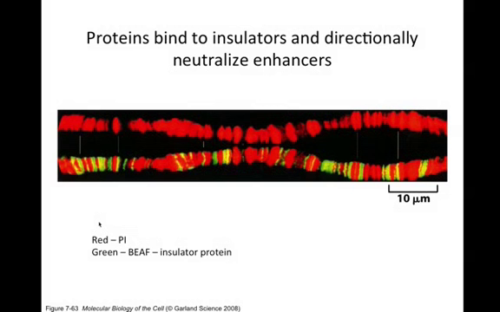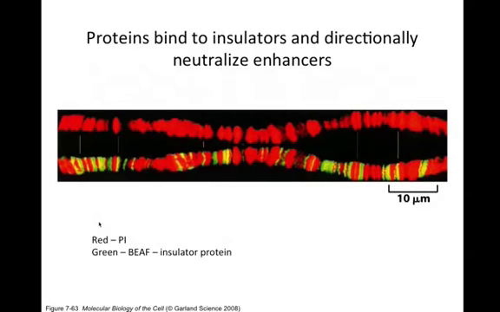Insulator proteins bind to insulator elements and prevent either spreading of heterochromatin, well, that's more of these barrier insulators, or prevent enhancers acting in the wrong direction.